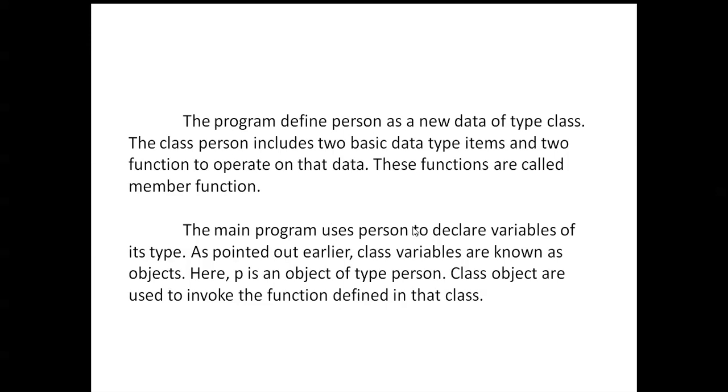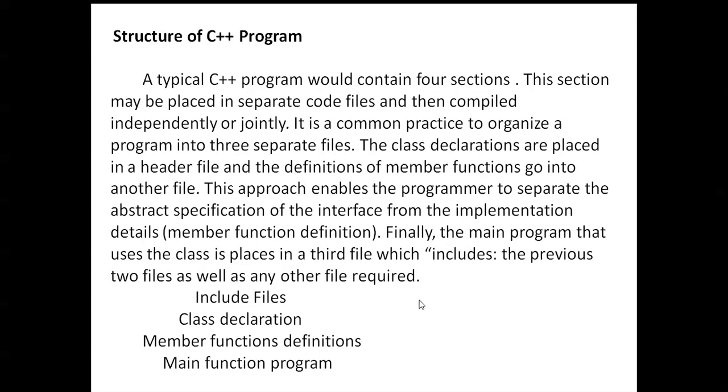uses person to declare variables of its type. As pointed out earlier, class variables are known as objects. Here p is an object of the type person, and class objects are used to invoke the functions defined in that class. Okay, next, the basic structure of C++.